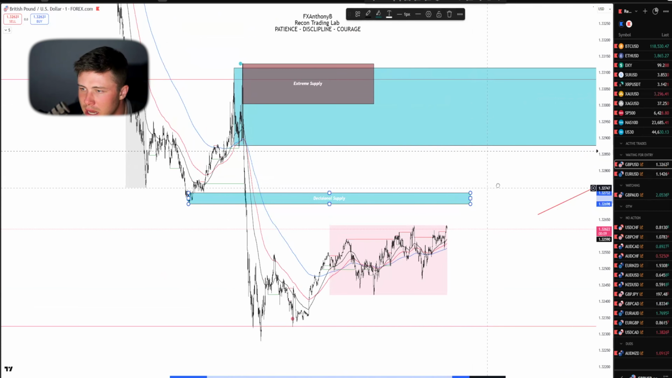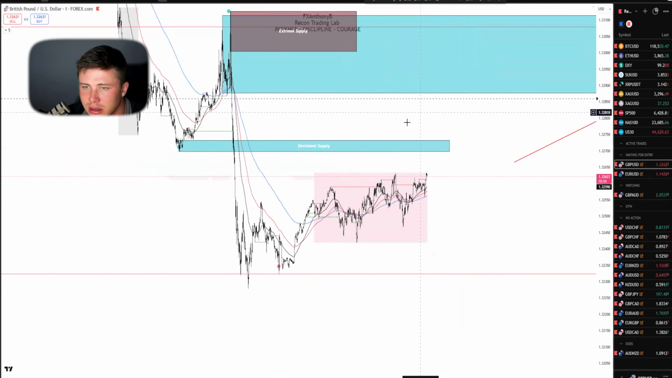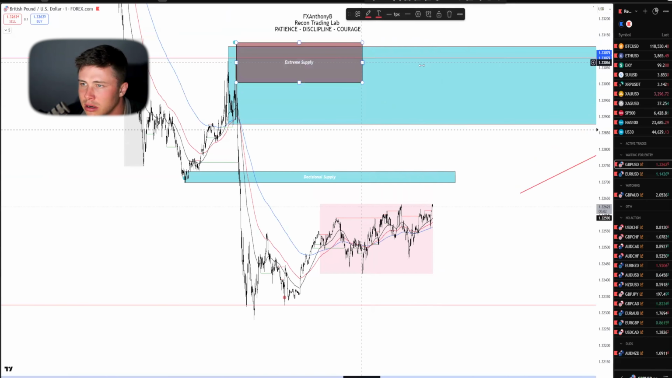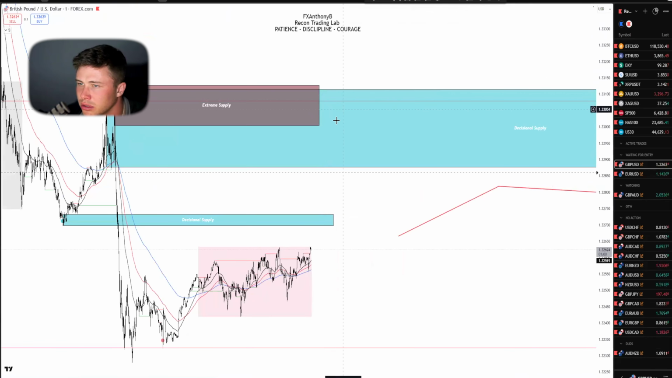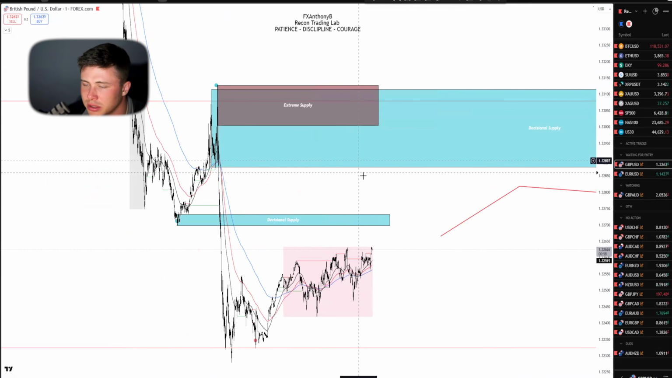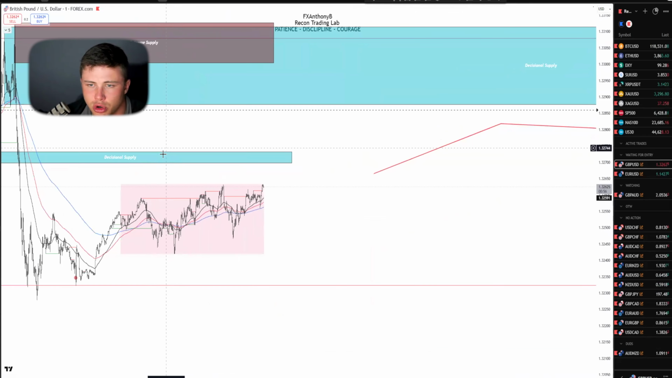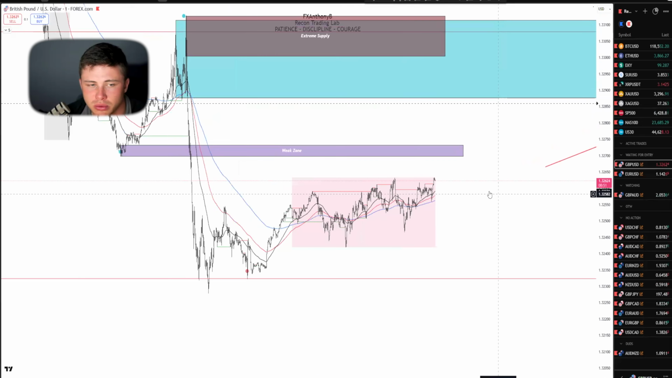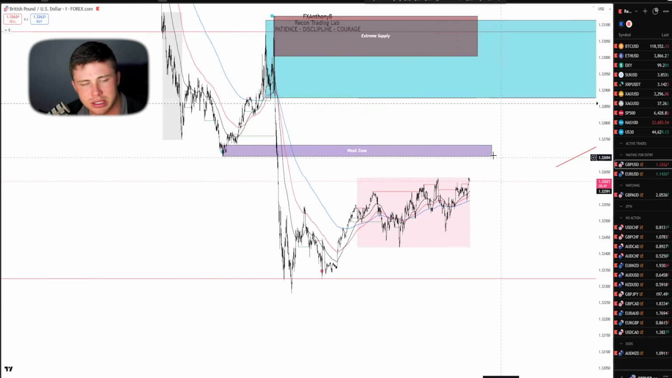Personally, I don't know if I'll take this trade until it comes up here into this zone here, the decisional up closer to our extreme supply zone. This is more of a question mark to me, just to let me know, like, just be cautious. So I'm going to mark it as a weak zone, just so I'm cautious and aware.